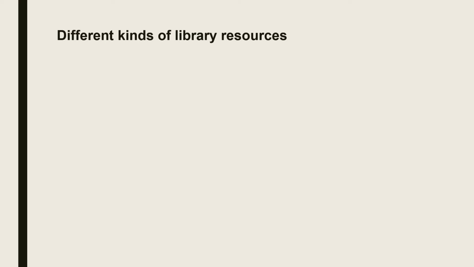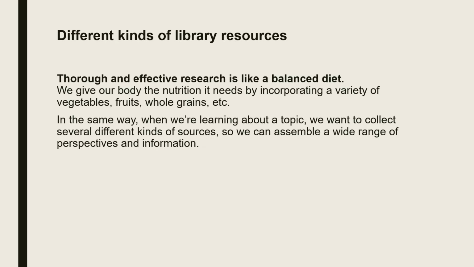Now let's talk about the different kinds of library resources. Thorough and effective research is like a balanced diet. When you're eating, you want to give your body the nutrition it needs, right? By incorporating a variety of vegetables, fruits, whole grains, etc. In the same way, when we're learning about a topic, we want to collect several different kinds of sources, so we can assemble a wide range of perspectives and information.